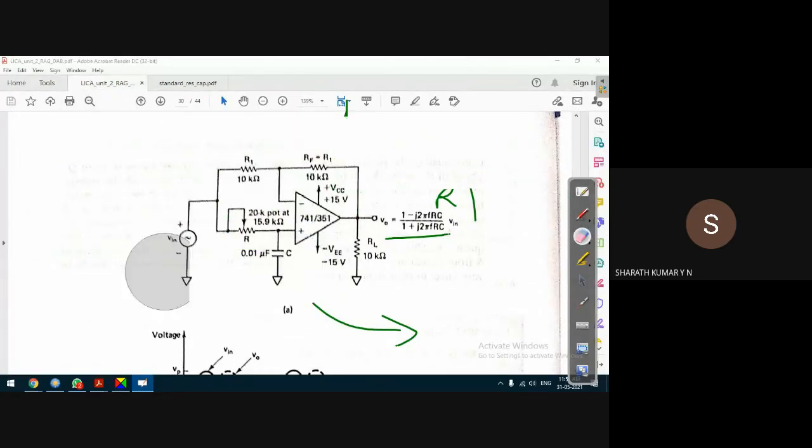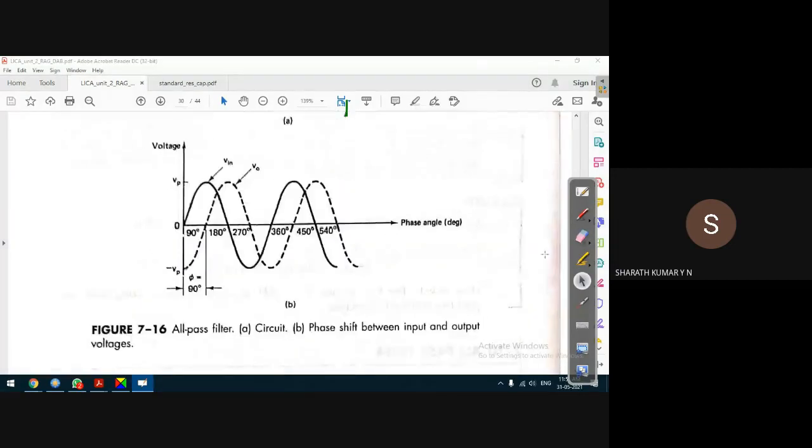Let us understand with respect to this waveform. Here we go. Observe this. This is the input voltage. The thick line is the input voltage, and the dotted line is the output voltage. If you observe the output voltage with respect to the input voltage, there is a phase shift of around 90 degrees.